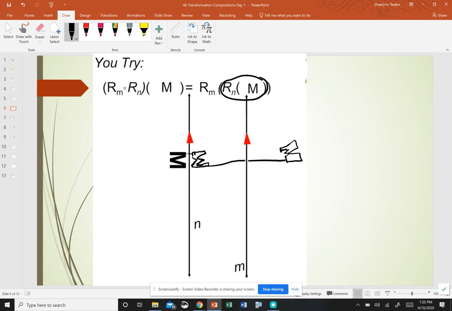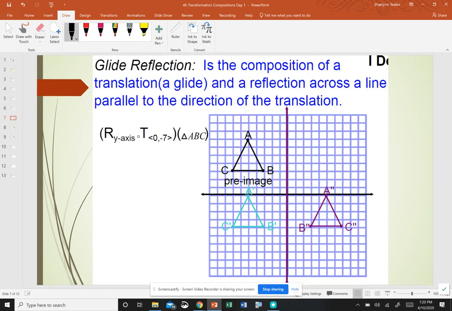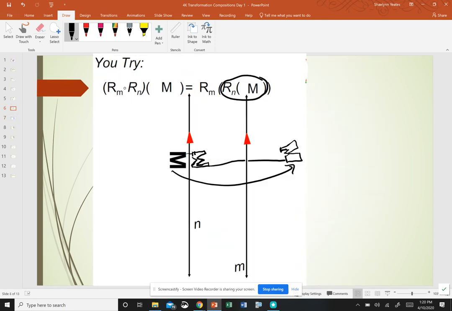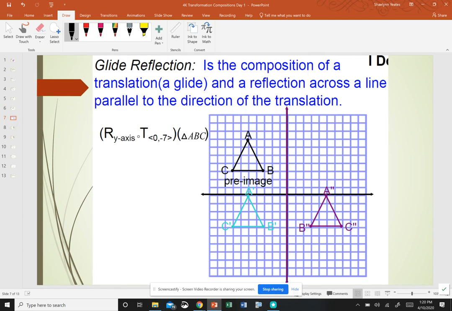We flipped it once, we flipped it a second time. It ended up really far away, but it's just a translation. We just took this M and slid it over there. Obviously, they are the same. Two reflections become a translation. And we'll talk about 2 rotations in a second, but we're going to talk about this. So it's a glide reflection.